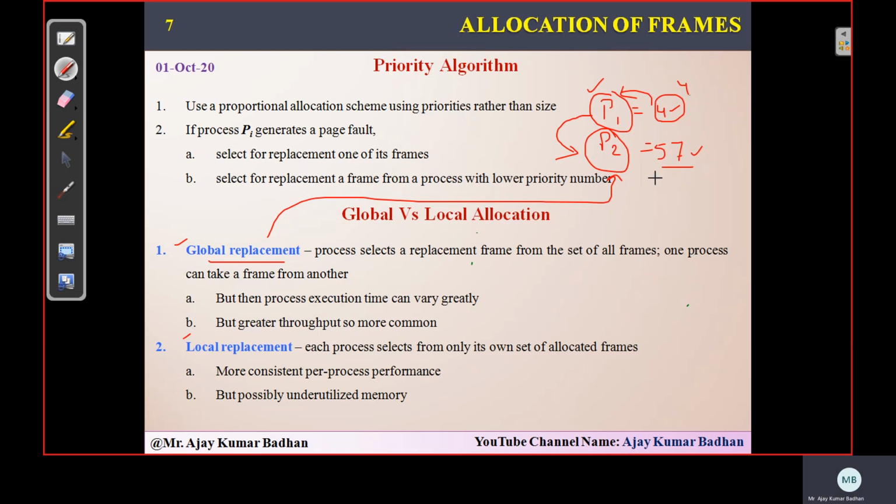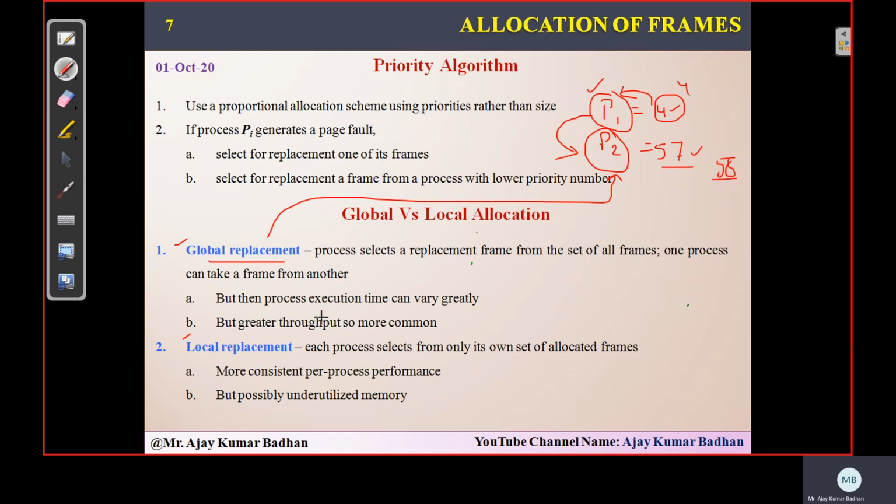Means 57 is allocated, and it may try to access a frame of this particular process, so it will become 58 now. In that way they can access frames and perform the operation. That is what we call global replacement. But due to this, what happens now? We do have certain drawbacks here.